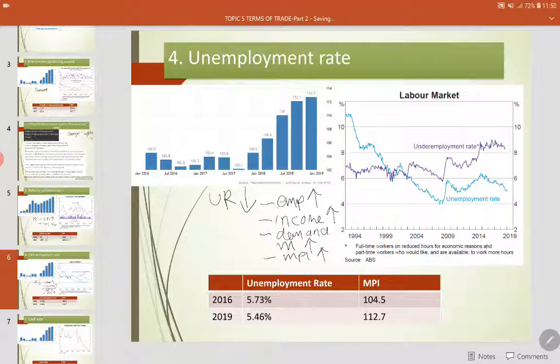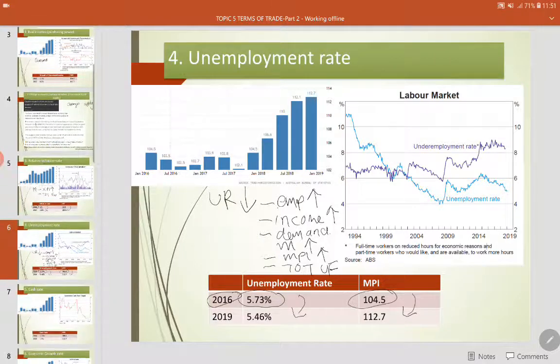Look at the example here. During 2016, unemployment rate was 5.73%, MPI 104.5, but when the unemployment rate decreases, whereby there's a lot of employment and income rises, it causes MPI to increase. Now when MPI increases, remember, TOT will become unfavorable. So always connect with terms of trade.